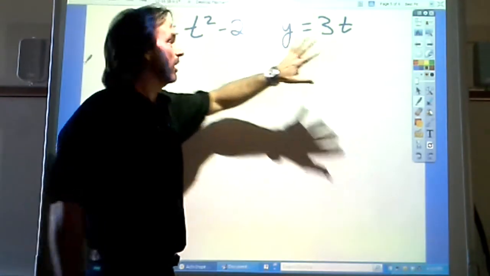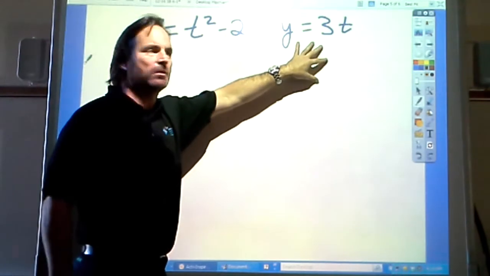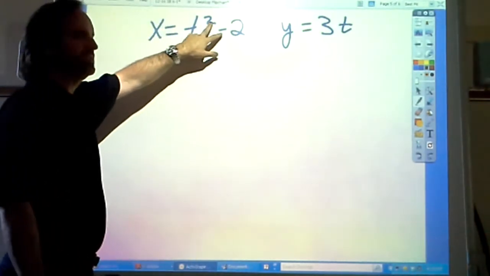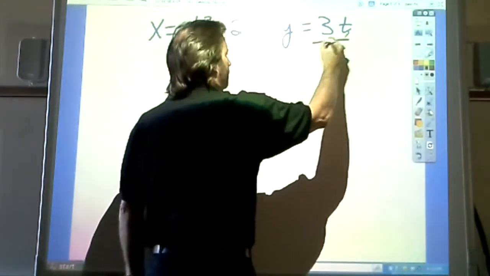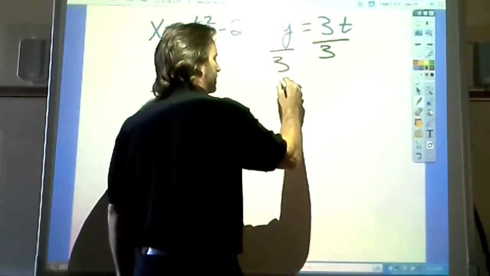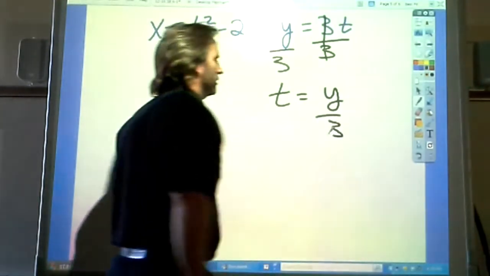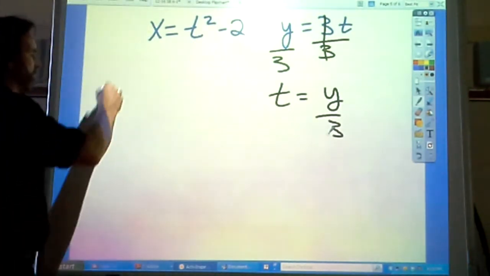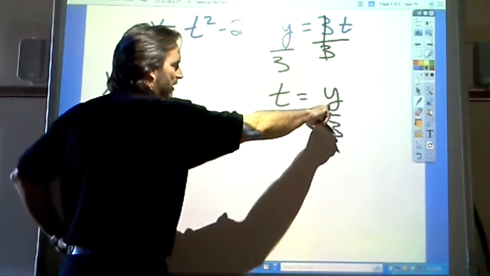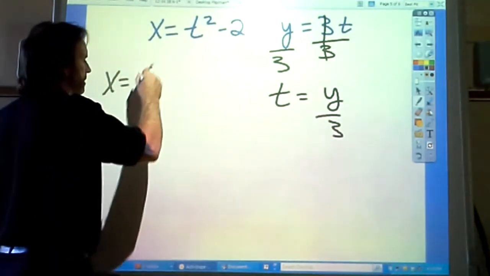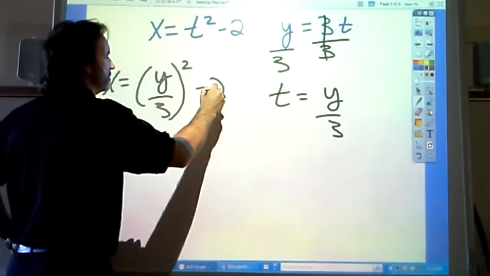Let's get t by itself. And the easiest place to do that is probably here. Okay, here I've got a t squared, so let's just go y equals 3t. If I divide both sides by 3, I get t by itself. It equals y over 3. So now I can take this and go into here and say x equals, what am I putting in for t? That's what it equals, y over 3. And that's squared minus 2.